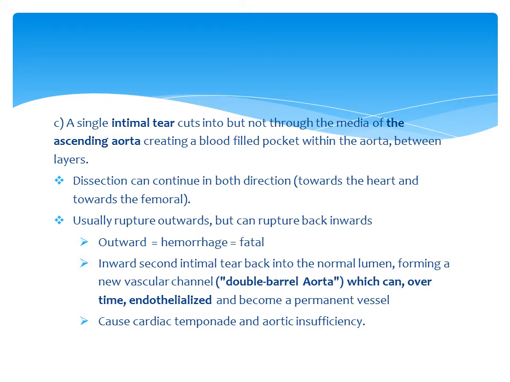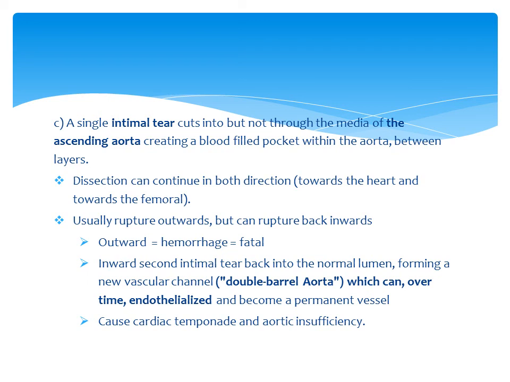And the answer of part C, the clinical course of dissecting aneurysm. In dissecting aneurysm, there occurs an intimal tear that passes through the media of the ascending aorta, creating a blood-filled pocket between the layers. This dissection can continue in both directions, towards the heart or towards the femoral. The dissection usually ruptures outwards, but it can rupture inwards. Whenever the dissection ruptures outwards, there could be a hemorrhage, which could be pleural, peritoneal or pericardial hemorrhage, that is fatal and leads to death.